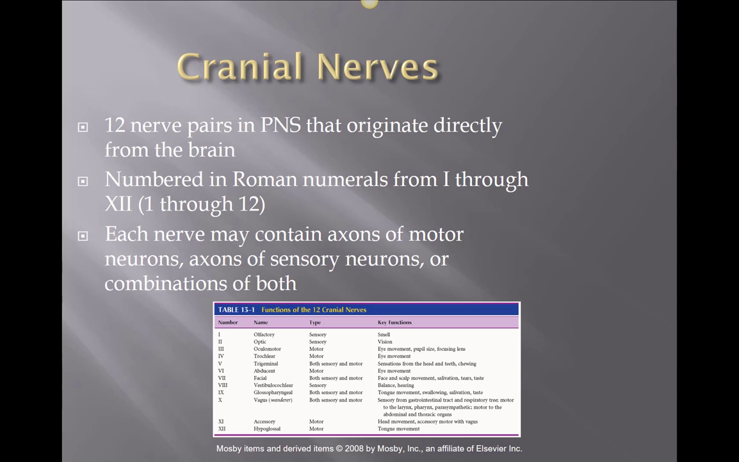The vestibulocochlear nerve is sensory, and it plays a role in both hearing and balance, so it does both. The glossopharyngeal is both sensory and motor, and it goes to your pharynx and to the base of your tongue. It plays a role in things like gag reflexes, and controls the motor muscles in the back of your pharynx and at the base of your tongue.